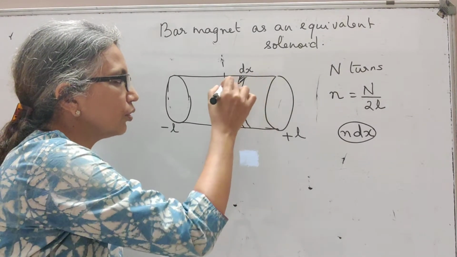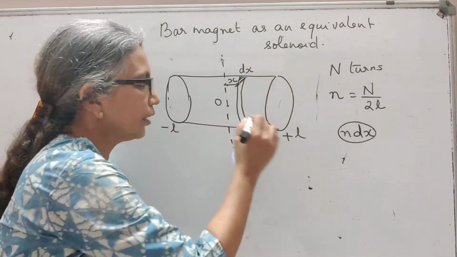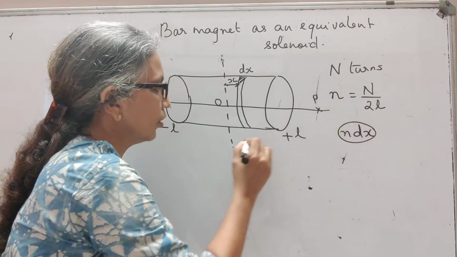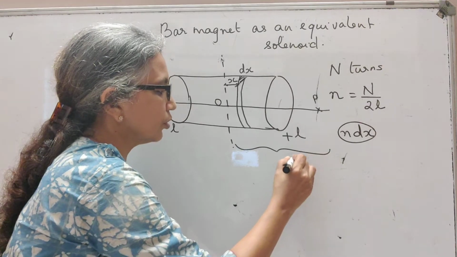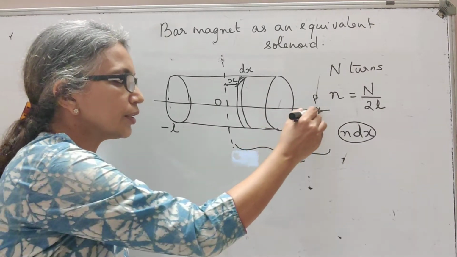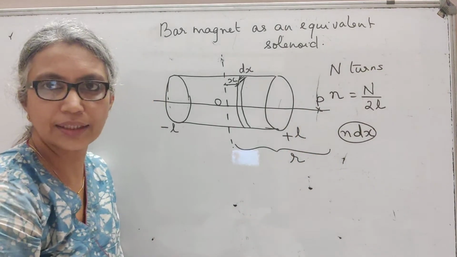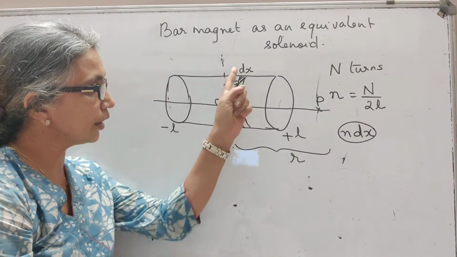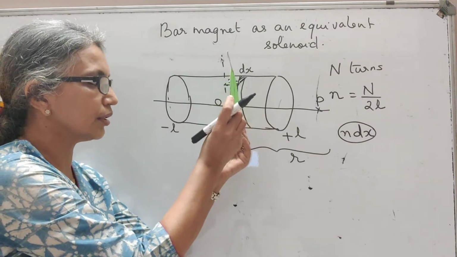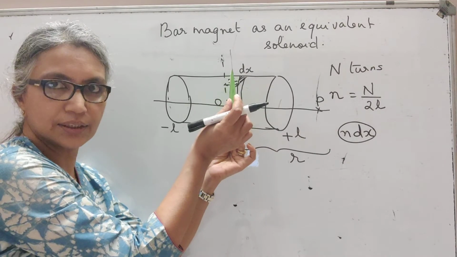Let this section of the solenoid be at a distance x from the origin, and we are now going to find out at a point P, this total distance I am going to take as r. So we are now going to find out the magnetic field at point P. This point P is along the axis of the solenoid, okay? Along the axis of the solenoid. Now if you take the small section here, it is now considered as a circular loop like this. A circular loop which is a portion of that solenoid of thickness dx.